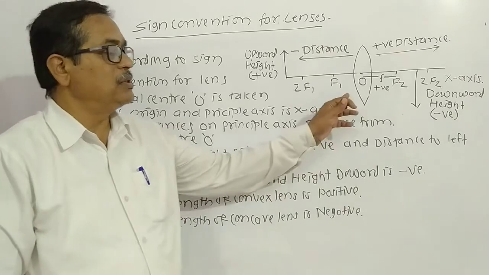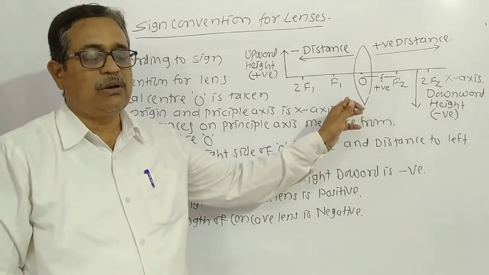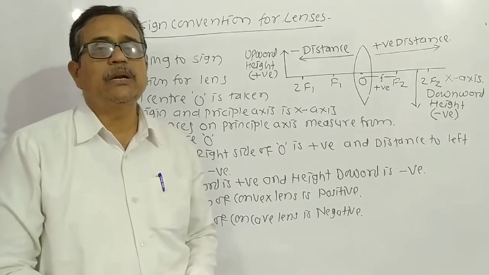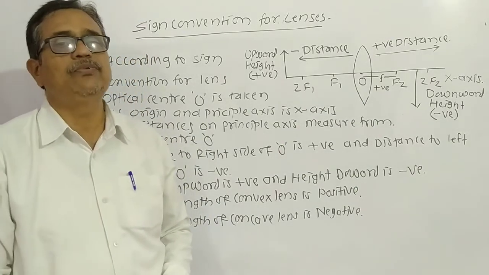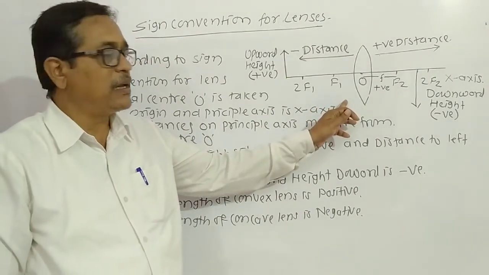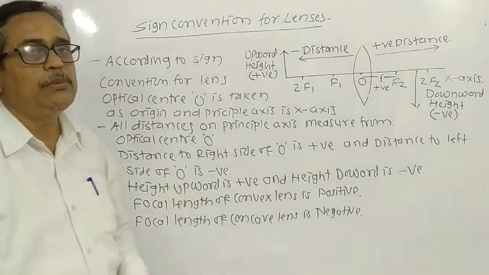Please, when you write the answer of the question in your answer paper, and if that question is explain the sign convention for lens, then the diagram is necessary. You can draw this diagram, and then write such type of notes.